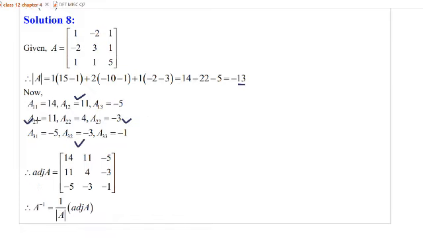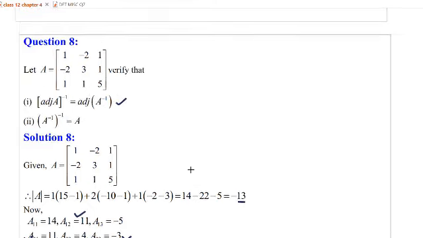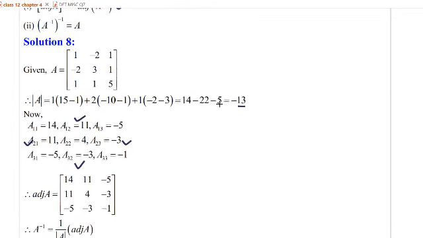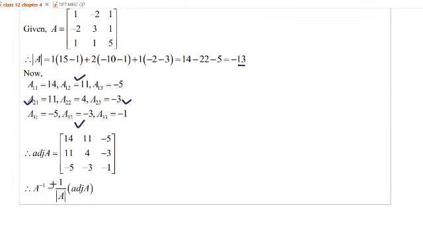And adjoint A: first row will become first column, second row will become second column, third row will become third column. This is our adjoint A. You know that we require adjoint A, right? Also we require A inverse. So a lot of things we have to compute here. A inverse is 1 upon determinant A into adjoint A. So determinant A is minus 13.